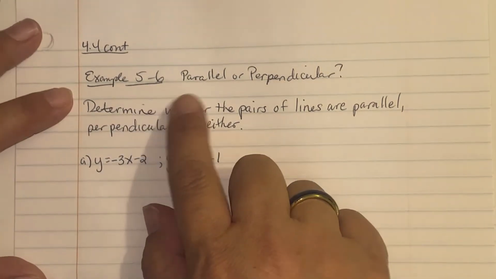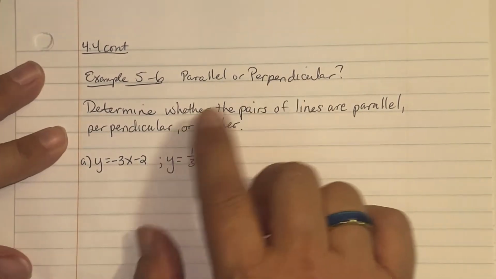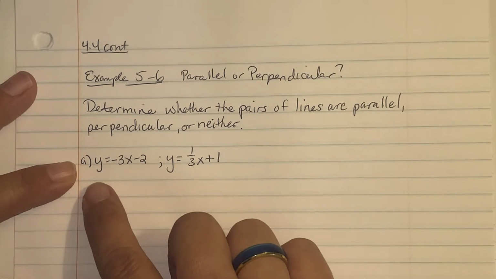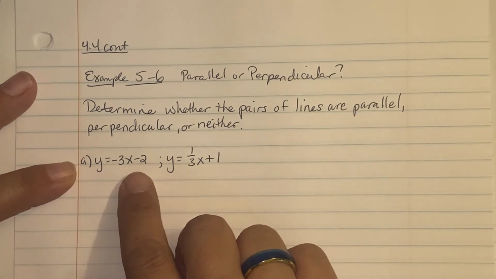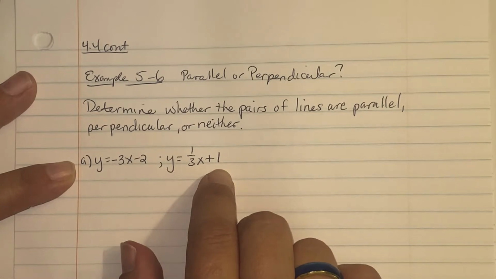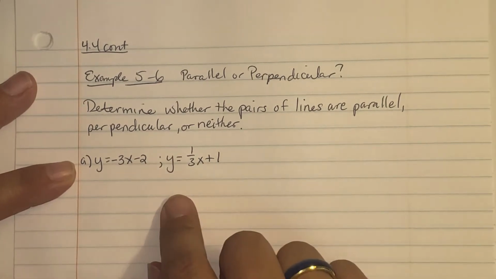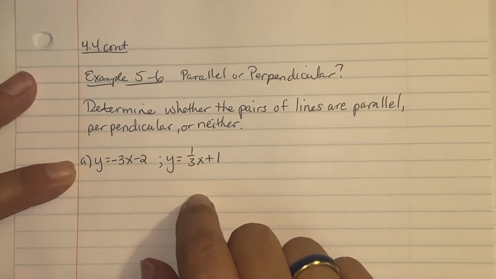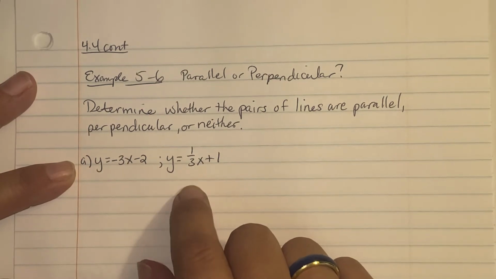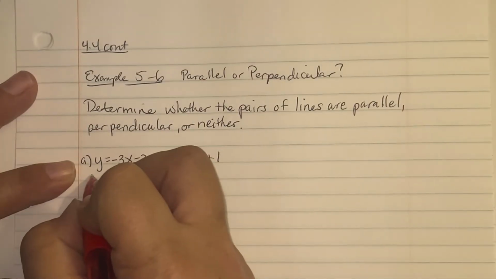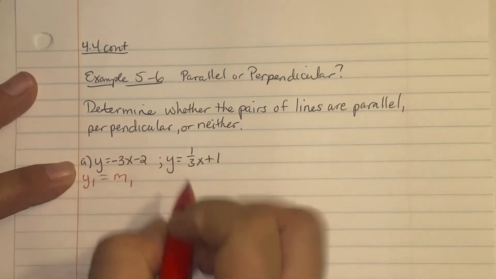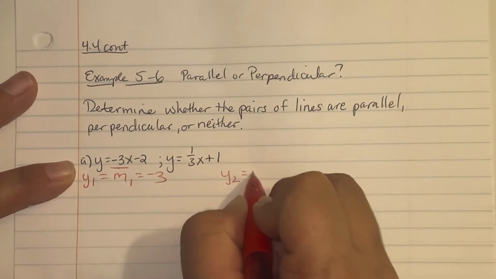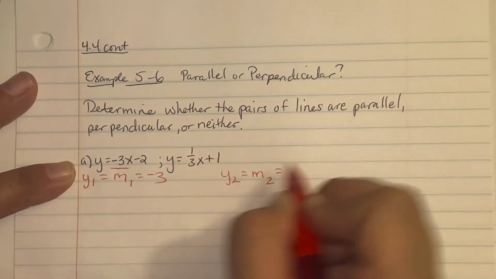Okay, example 5 and 6 want us to determine if they are parallel or perpendicular. So it says determine whether the pairs of lines are parallel, perpendicular, or neither. So they gave us two equations. y is equal to -3x minus 2 and y equals 1/3 x plus 1. So most people would just go ahead and graph them to see what happens. The problem with that is that sometimes intersecting lines might not be perpendicular. You need to look at the slopes. So equation 1 has a slope value of -3. Equation 2 has a slope value of 1/3.